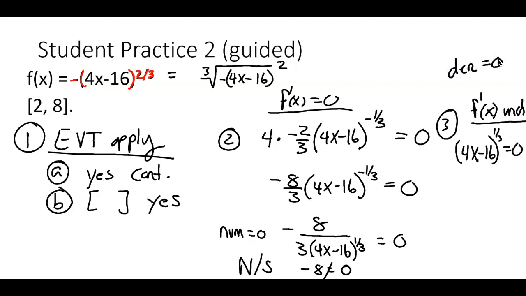Mr. Bailey, isn't there the 3? Yeah. What's wrong? The 3. Oh, thank you, yeah. There is a 3 there.